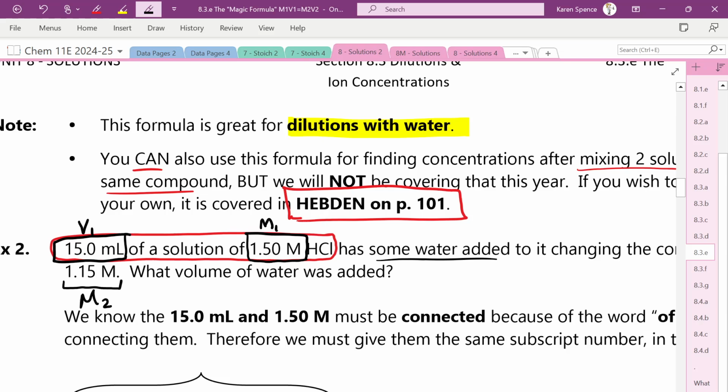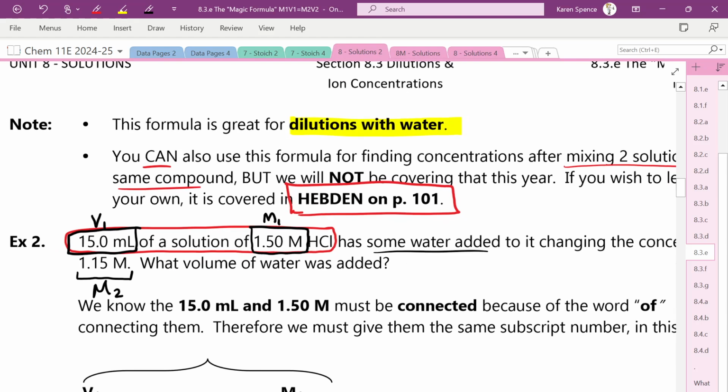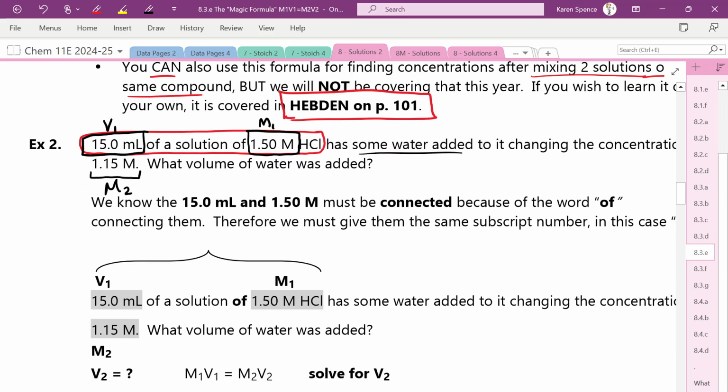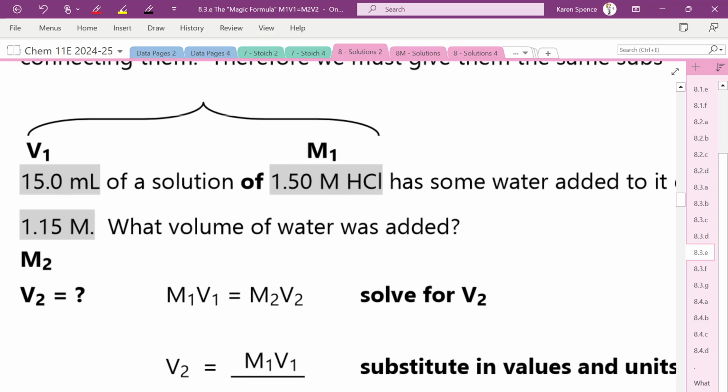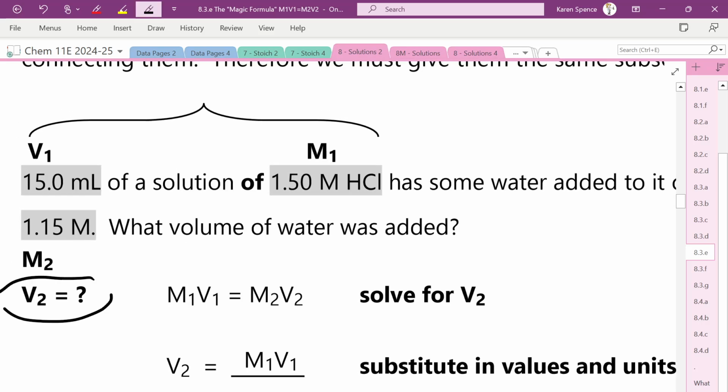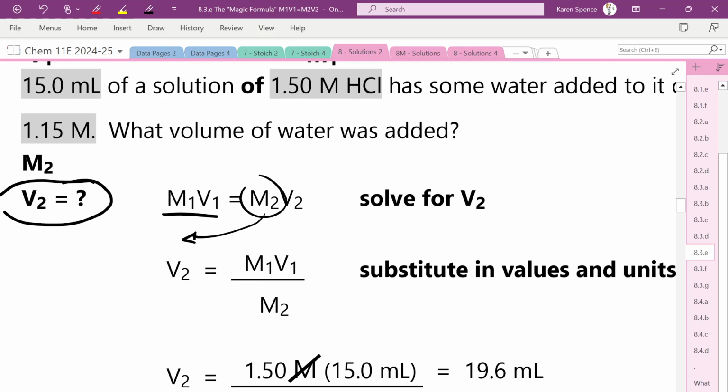So now what you do is you will just take your M1V1 equals M2V2, and you'll say, I don't know what V2 is. So I'm going to solve for V2. So V2 is, I'm going to take my M2 and move it down here. So V2 is equal to M1V1 over M2.